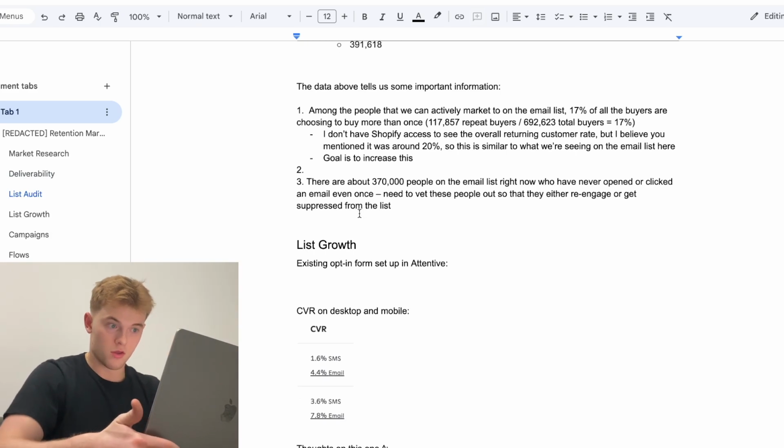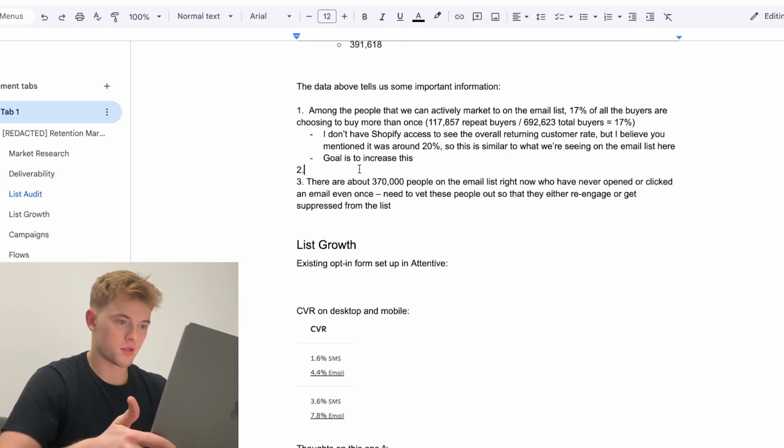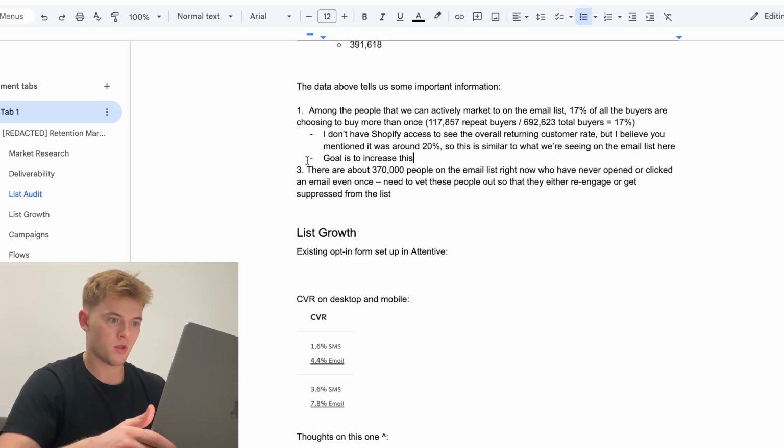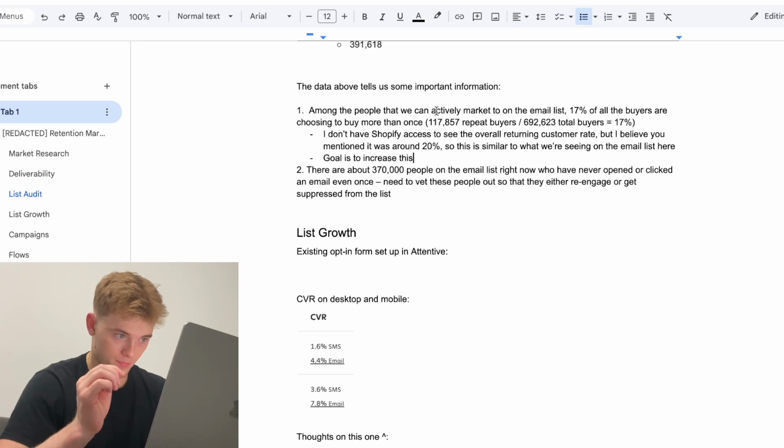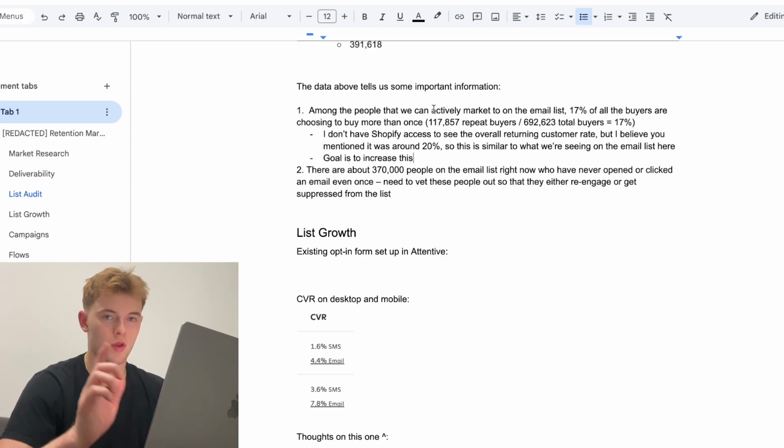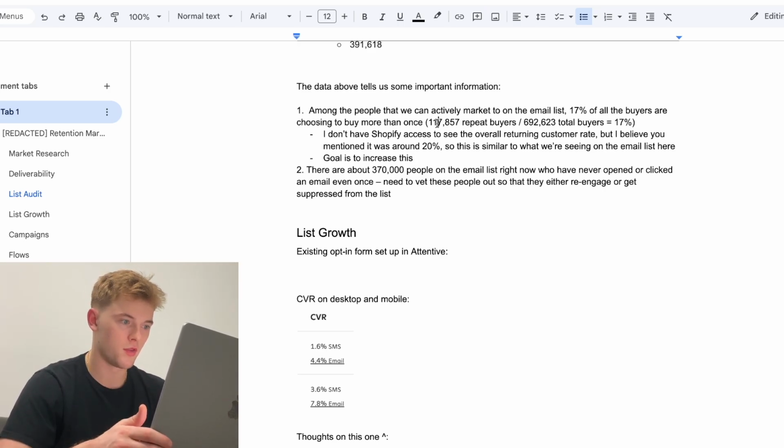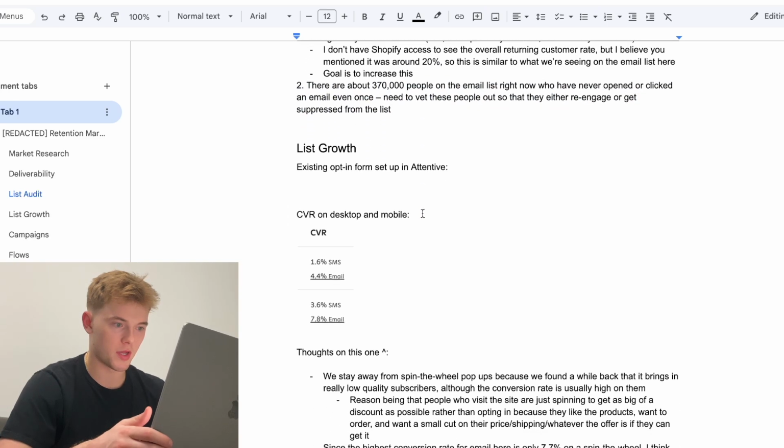All right, so the data here told us a few main things. Number one, among the people that we can actively market to in the email list, 17% of all the buyers were choosing to buy more than once. We covered this in the main findings, but this is the math on that in case you were curious. We already talked about this, so I'm going to move past that.